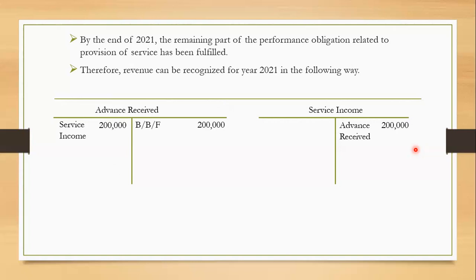Before concluding our session, I would like to summarize what we have discussed. Basically, IFRS 15 introduced a 5-step model. Under this 5-step model, we have to follow 5 steps in order to recognize the revenue. First, we need to identify the contract. Then we need to identify the performance obligations under the contract. Then we need to determine the transaction price. And having determined the transaction price, we have to allocate the transaction price among the performance obligation.